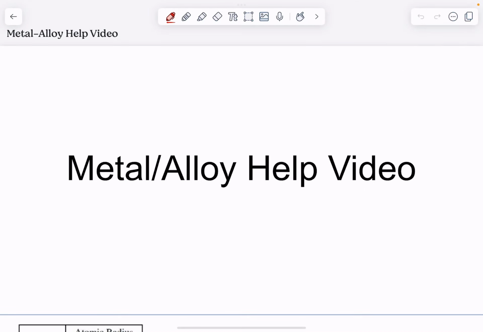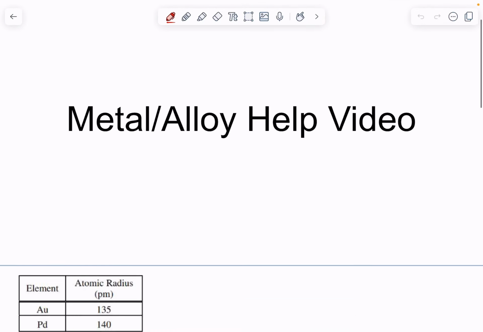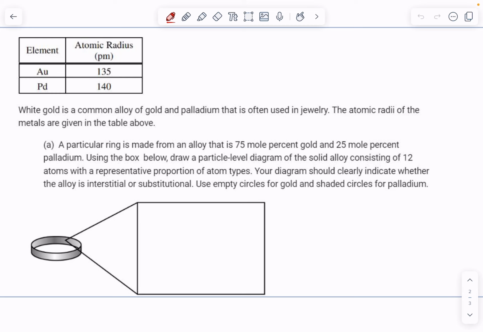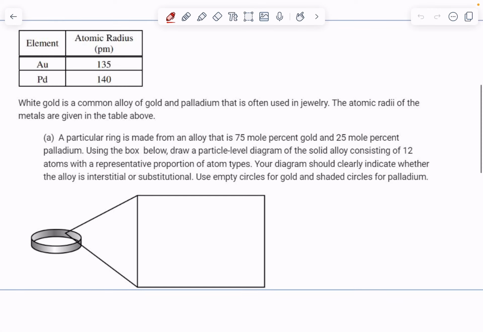All right, in this video, we're going to look at one metal slash alloy question. I've got a table here that shows me gold and palladium's atomic radius. It says white gold is a common alloy of gold and palladium that is often used in jewelry. The atomic radii of the metals are given below. Remember, an alloy just means there's more than one metal contained inside it.